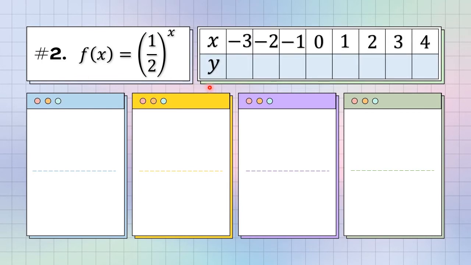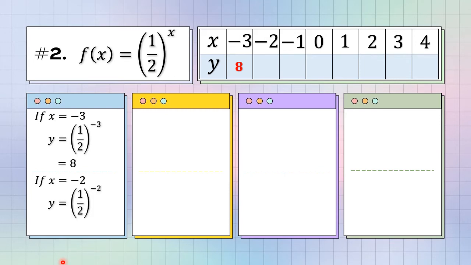So, we need to find the value of y. The first x that we have is negative 3. Substitute negative 3 into the given equation. It will become 1 half raised to negative 3. Since the exponent is negative, we need to find the reciprocal of the base, and the reciprocal of 1 half is 2. So, that will become 2 raised to 3, and 2 raised to 3 is equal to 8. That means if x is negative 3, then y is equal to 8.